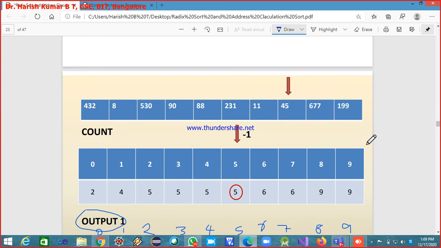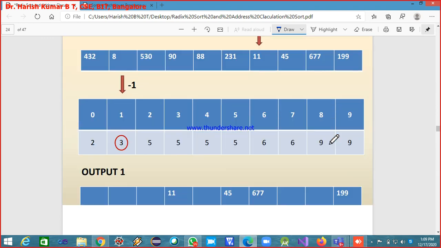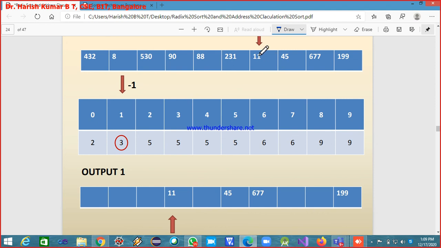Next. So after 45 the next number is 11. I have to find where the 11 will go in the first iteration output. So again the digit which is at the ones place is 1. Okay. Now it was 4. Now I am decrementing this by 1, it is 3. Now 11 goes to the position 3. 0, 1, 2, 3. You can see 11 has taken the position 3, and this is 4, 5, 6, 7, 8, 9.